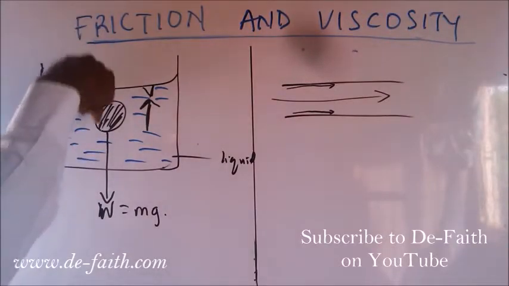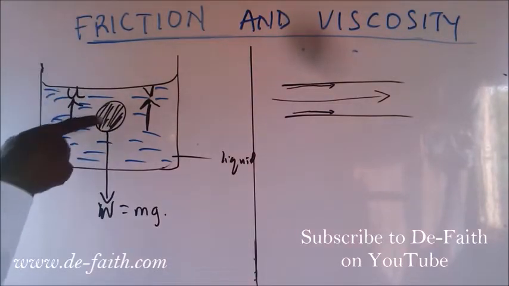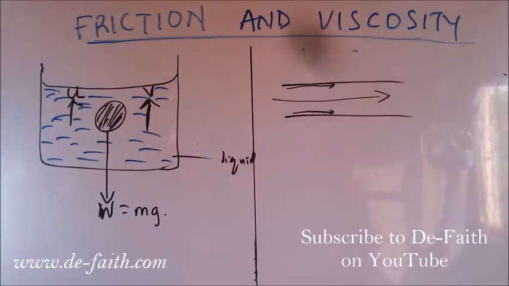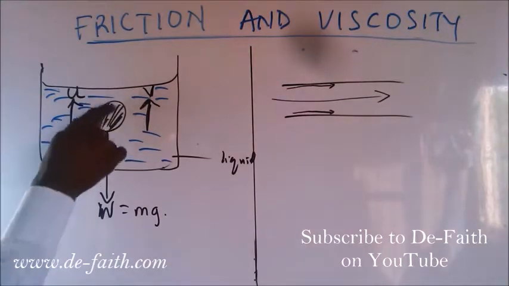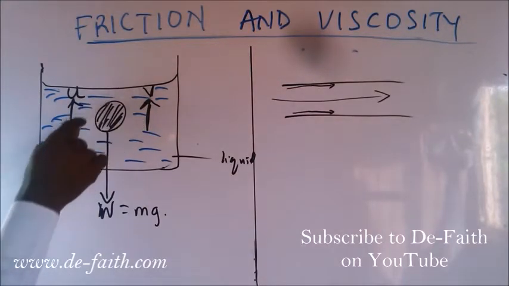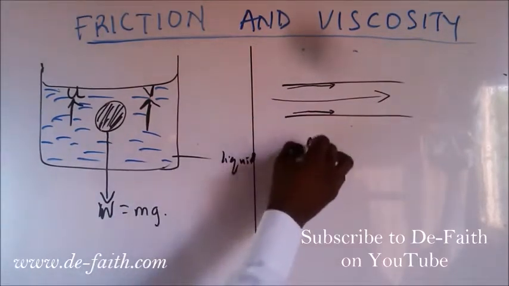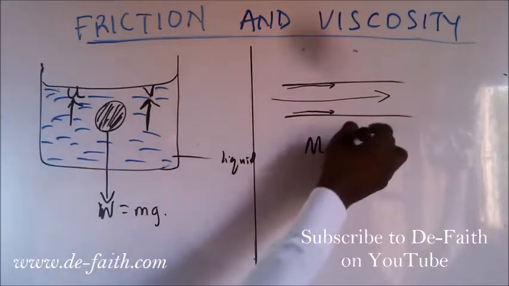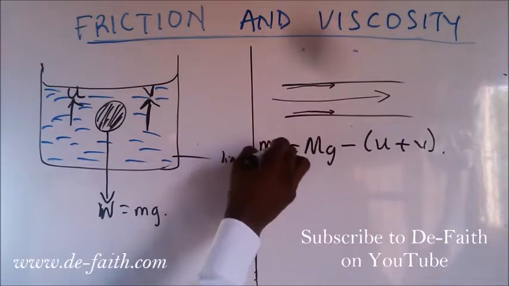So as you drop it inside, there's an amount of volume of liquid that will be displaced due to introduction of this ball into this liquid. And then we have the viscosity, which is the internal friction between the surface of this ball and the surrounding molecules of the liquid that is there. So for this body to continue to move downwards, the weight, which is mg, would have to overcome these two forces, which is u plus v, before the body can continue to accelerate.